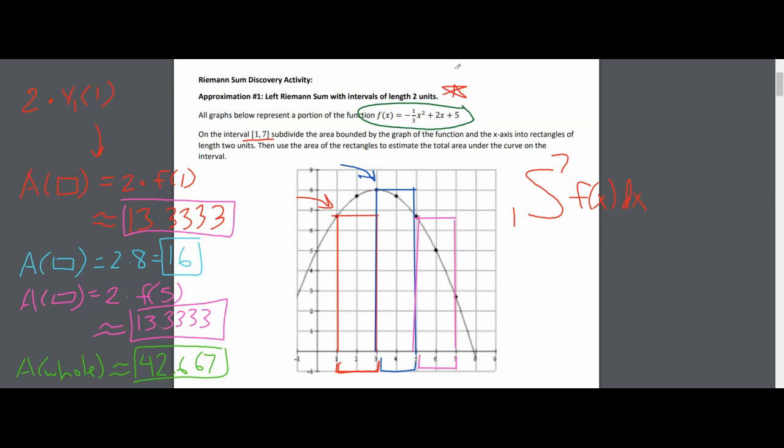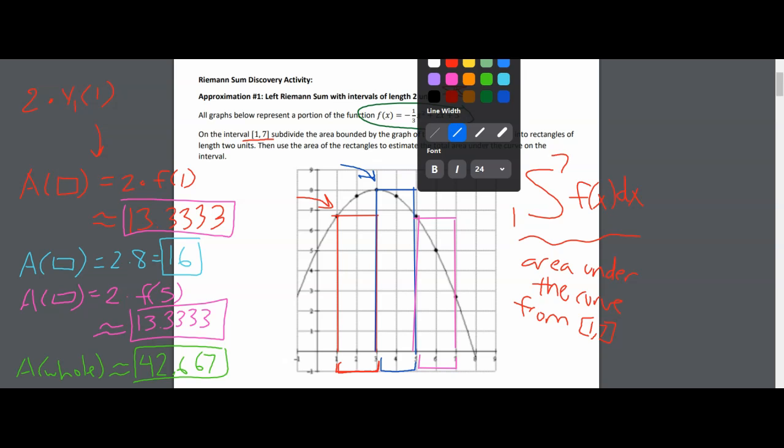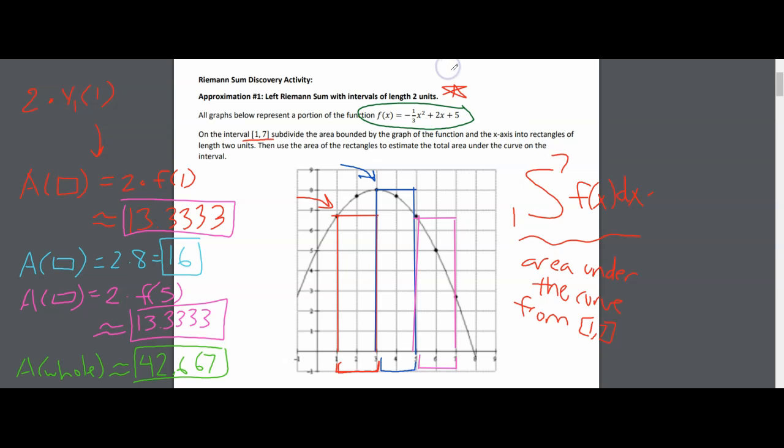And we'll talk about why we have that f of x dx there. But again, this represents the area under the curve on 1 to 7. So this estimate right here represents that, 42.667. That is what we have estimated. Okay, so that was a left Riemann sum. We're now going to move on to a right Riemann sum.